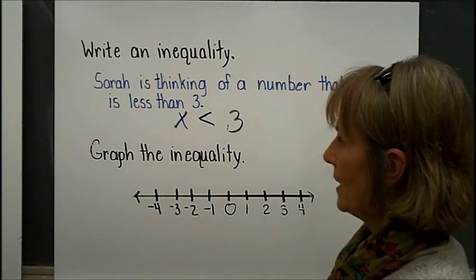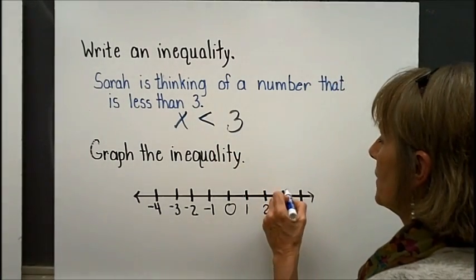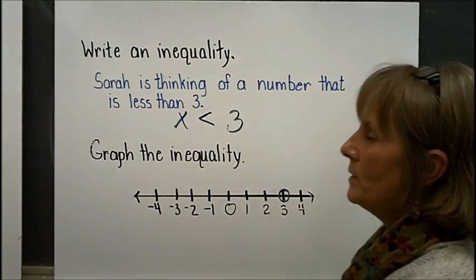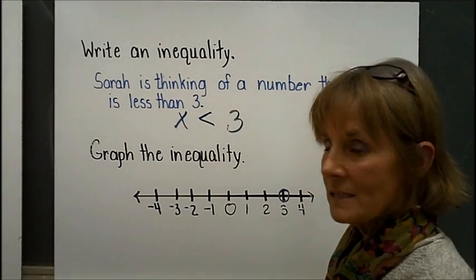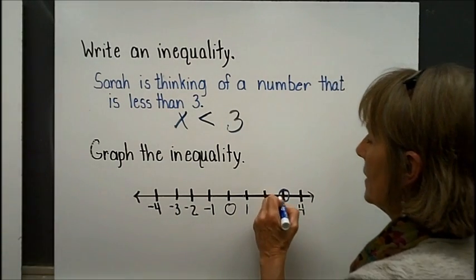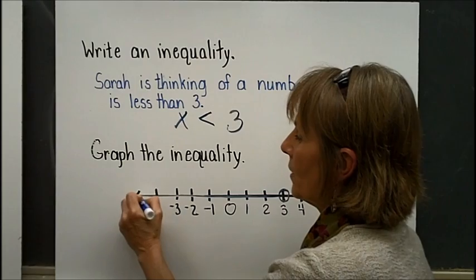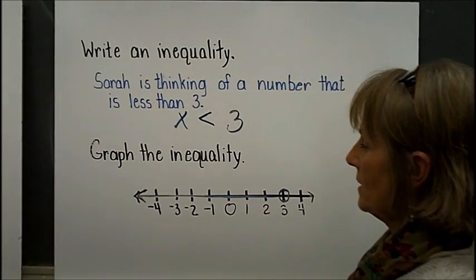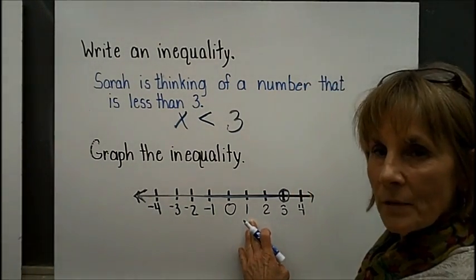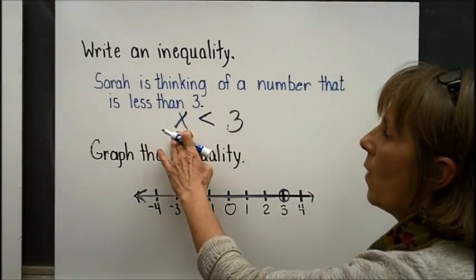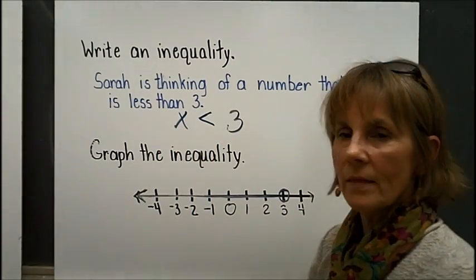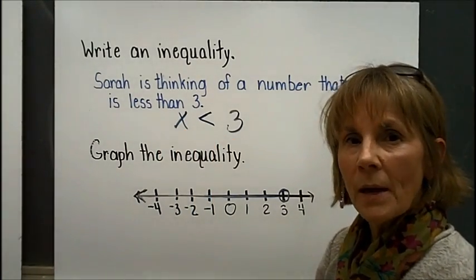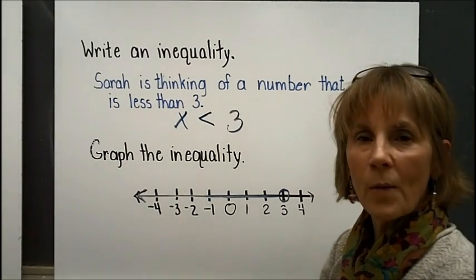To graph that inequality, put a circle at 3. It's an open circle because it's only the less than symbol. My numbers need to be shaded in this direction. I can pick a test number, such as 1. 1 is less than 3. That's a correct statement, so I know that I've drawn the line in the correct direction.